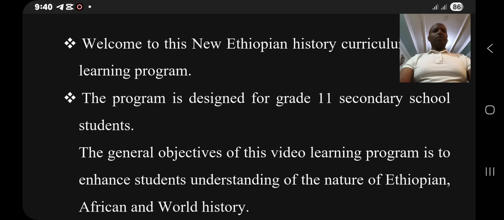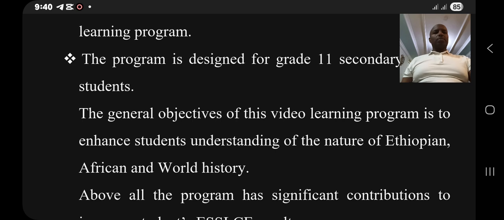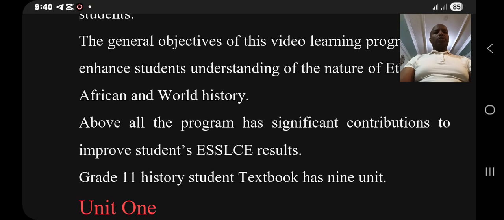The general objectives of this video learning program are to enhance students' understanding of the nature of Ethiopian, African, and world history. Above all, the program has significant contributions to improve students' Ethiopian secondary school leaving certificate examination results.